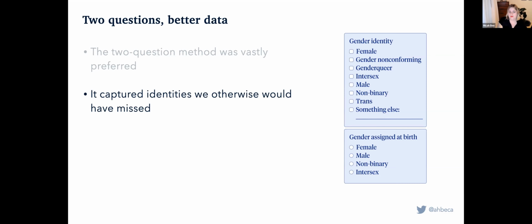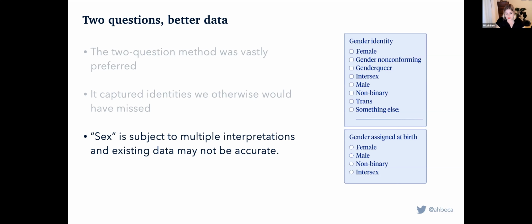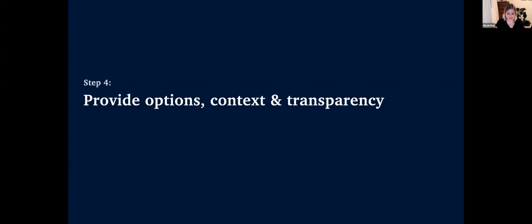Also, we had way better data integrity results. With option A, the binary approach, 5 participants' sex did not match their gender identity assigned at birth. That means those people would have been completely missing from our data collection otherwise. And it also showed that sex is subject to multiple interpretations, and all of our existing data and how people are processing these things in healthcare and in your products may not actually be accurate.